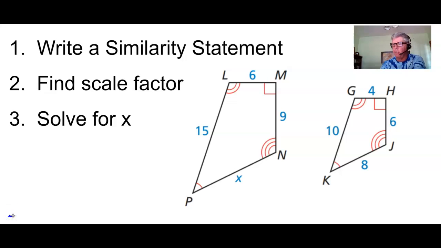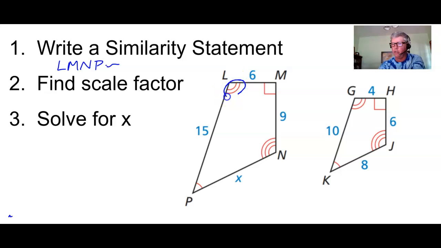Okay. So the similarity statement, all we do is pick 4 letters on one of the things in any order, and then it really defines what we're going to do on the second part. So let's just say L, M, N, P. So that shape is similar to, now I have to go with what corresponds with L.